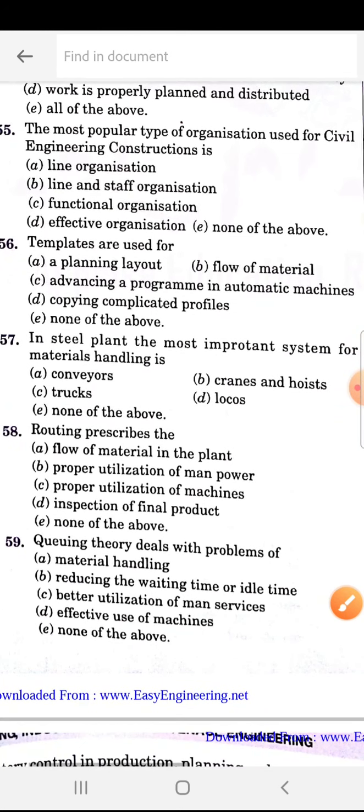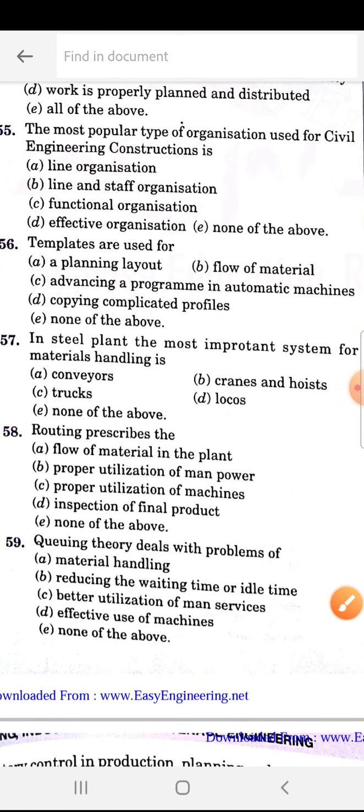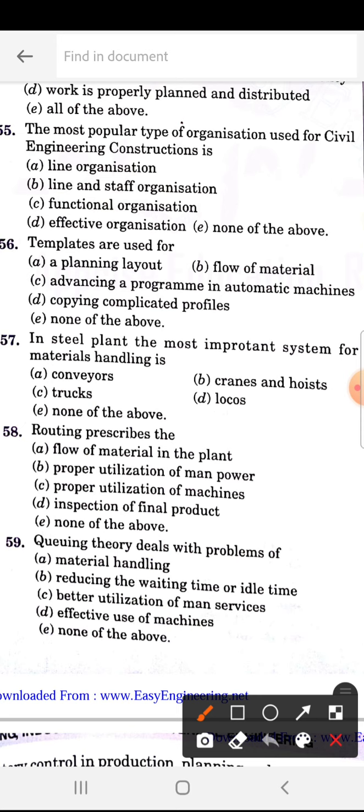Next, the most popular type of organization used for civil engineering construction is line organization. Templates are used for, 56, a planning layout. Template means like a poster, in which every plan will be there.